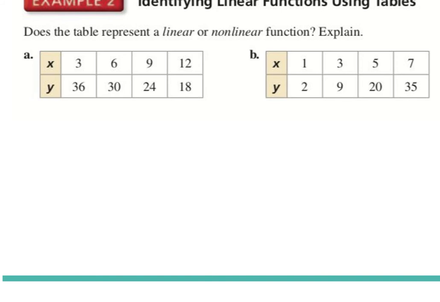All we need to make sure is that X is increasing by the same amount every time, and Y is increasing or decreasing by the same amount every single time, okay? So as long as there's a consistent increase and decrease between all the X values and all the Y values, we have a linear function.